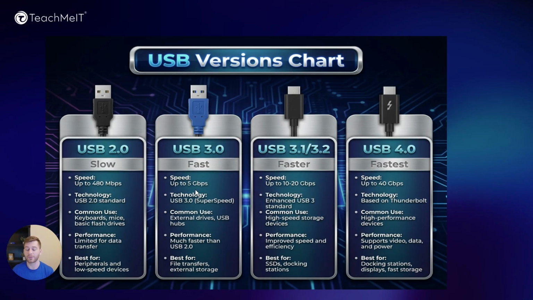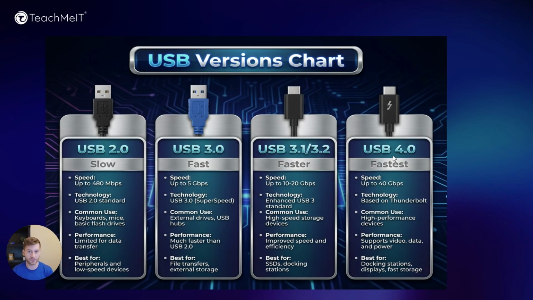In terms of USB 3.0, this speed is up to 5 gigabytes per second, so that's 10 times faster than USB 2.0. This is mainly used for external drives, USB hubs, and things of that nature. Because of the speed, it's also great for file transfers and external storage. USB 3.1 and 3.2 is another USB version. It's extremely fast, around 10 to 20 gigabytes per second, and it's common for high-speed storage devices, and it's commonly used as well for solid state drives and docking stations.